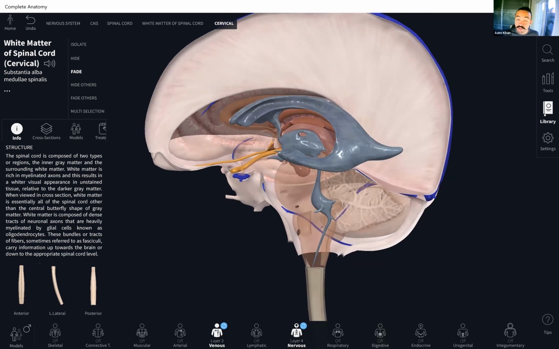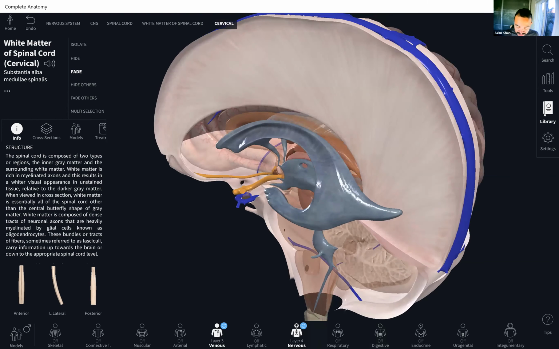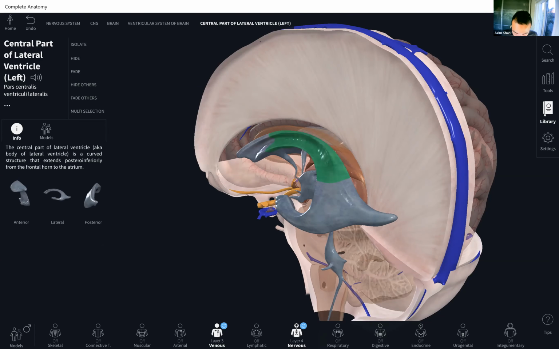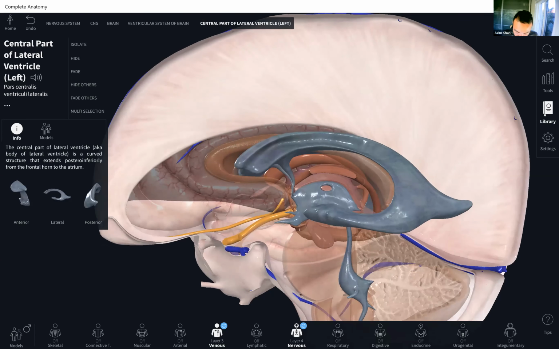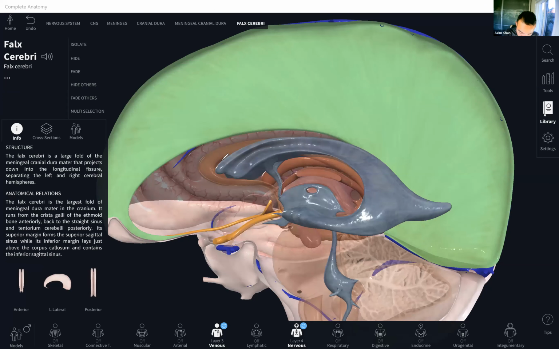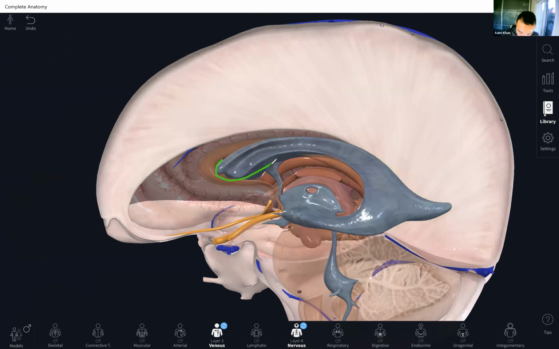What we can also show here are the ventricles. You can see one of the lateral ventricles. From this lateral view, this is the left lateral ventricle. Let me highlight the whole thing. That's the left lateral ventricle, and there's one on the other side.